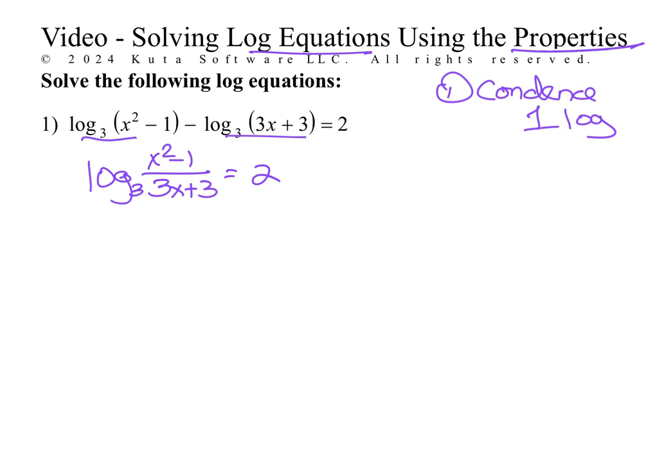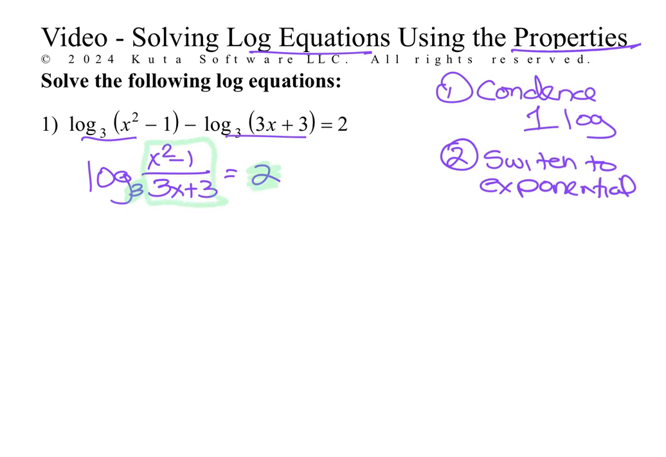Now we're going to switch to exponential. And when we switch to exponential, remember, there's three parts: the base, the exponent, and then the value. They look awkward, but that's just the way it is. So this is the base, this is the exponent on the base, and it equals x squared minus 1 over 3x plus 3.